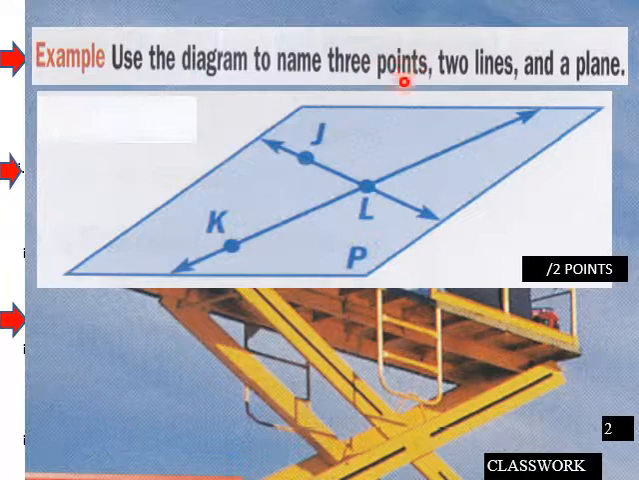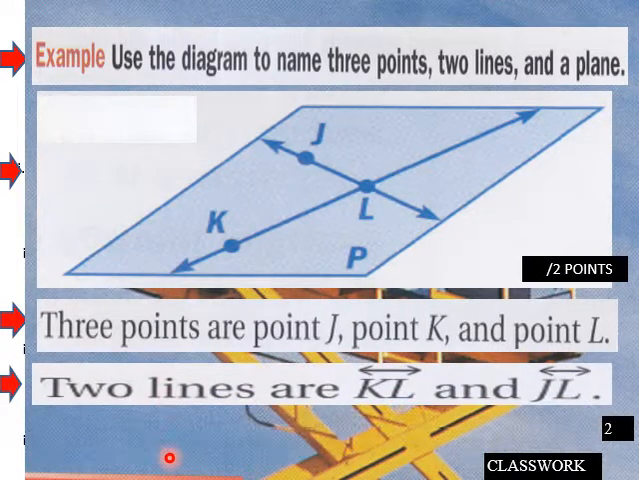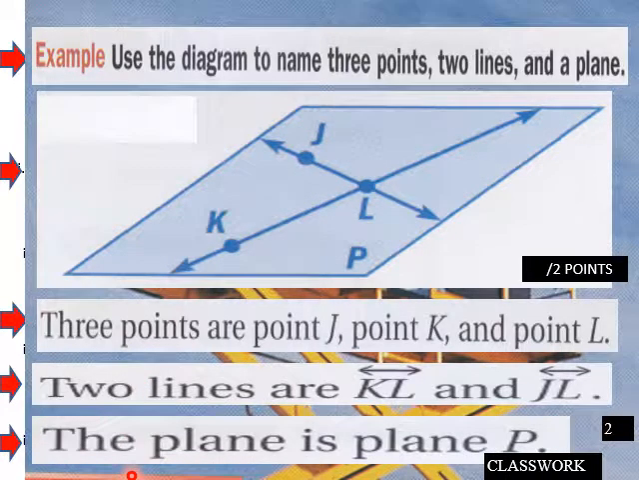So we have this situation here. Use the diagram to name 3 points, 2 lines, and a plane. So 3 points are point J, point K, and point L. 2 lines are KL, so we got KL here, and then JL. This would be line JL here. And then the plane, the whole plane here, is plane P.